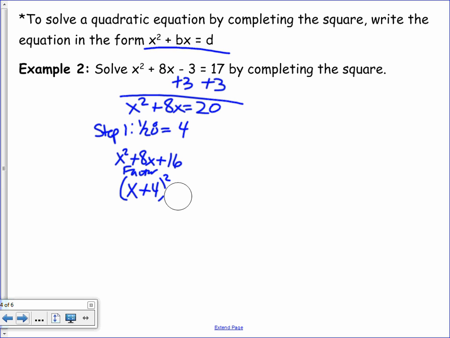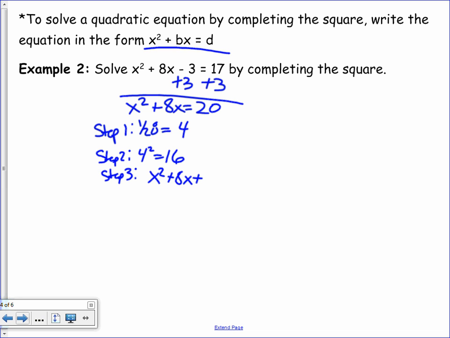So, when we do that, slow down, kind of rewind a little bit. Okay, so step 1 is just doing that part. Now step 2, we need to square that. So 4 squared equals 16. And now step 3, we're adding that to each side. So we have x squared plus 8x plus 16 equals 20 plus 16.